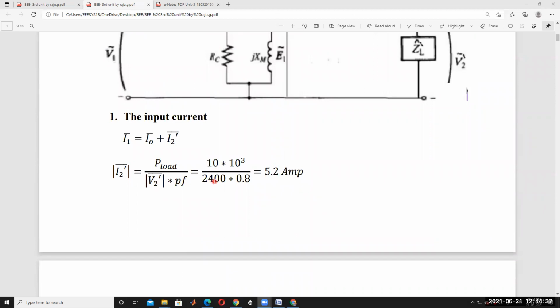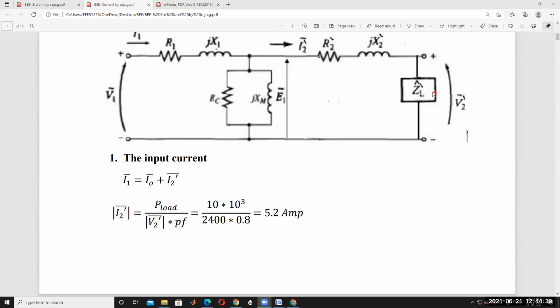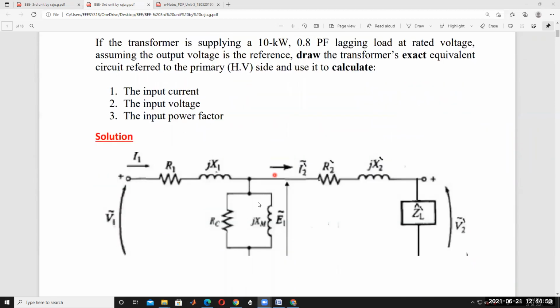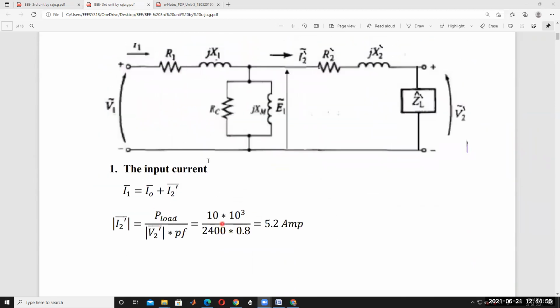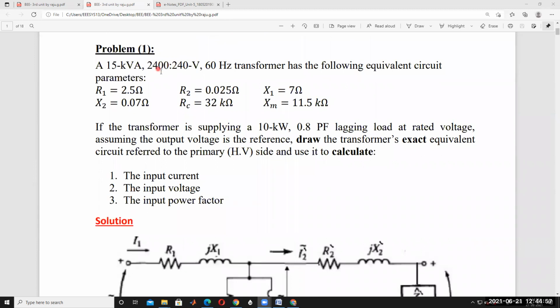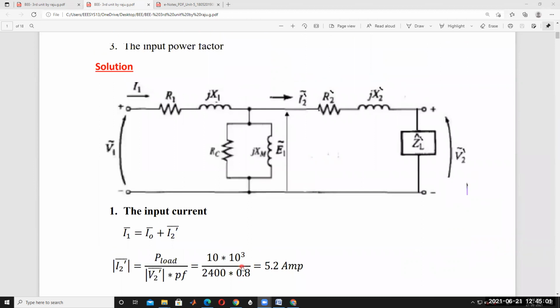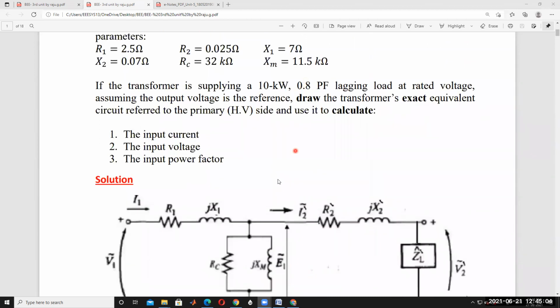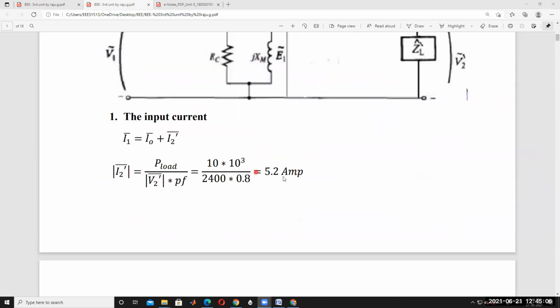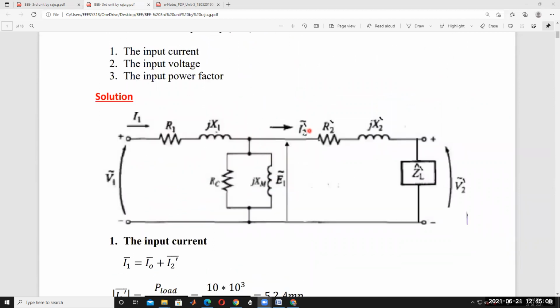All these parameters are converted to the primary side and we are calculating the current flowing to the load. Understood? Power is equal to V2' into I2' into cos phi. Then I2' is equal to 10 kilowatts, 10 into 10 cube, divided by V2', which is the primary side, high voltage side voltage, 2400, into cos phi, which is 0.8. Substituting here, you will get I2' equal to 5.2. So I2' is known.